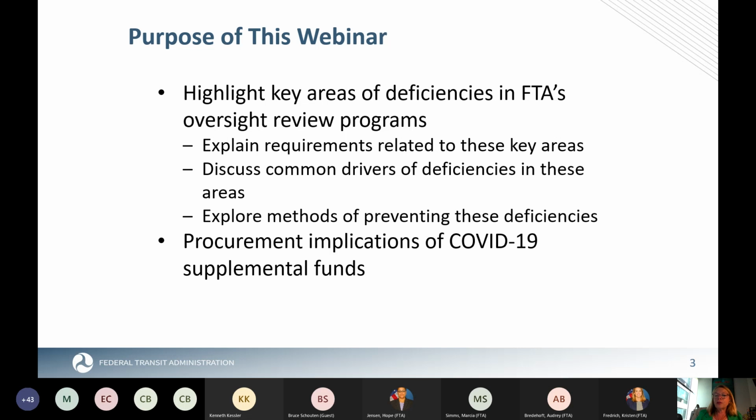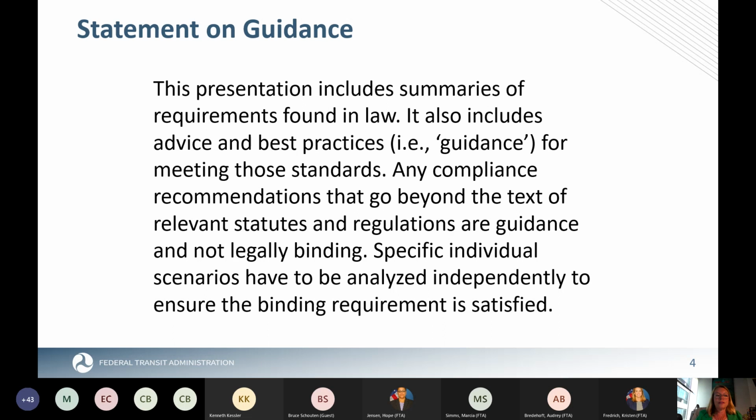At the end of the program, we're going to do a high-level review of some of the procurement aspects of spending some of your FTA COVID-19 supplemental funding. As this slide states, nothing in today's webinar is going to create any new requirements or regulations. Rather, we highlight existing requirements and regulations and offer some suggestions and recommendations for improving your procurement. And so we hope you view today's webinar keeping that in mind.